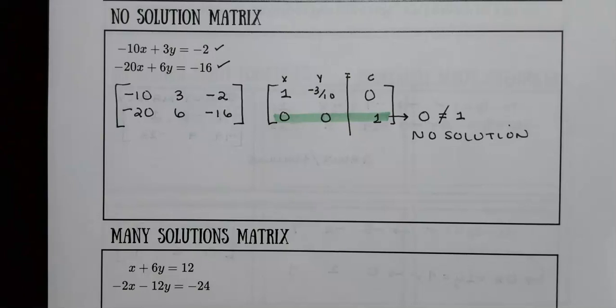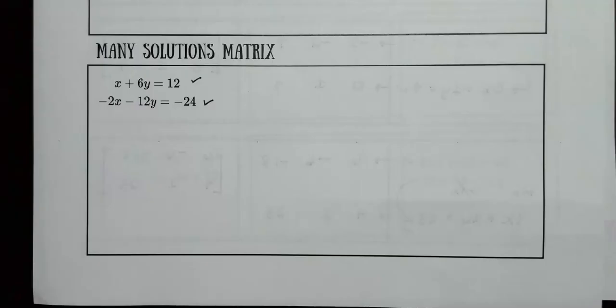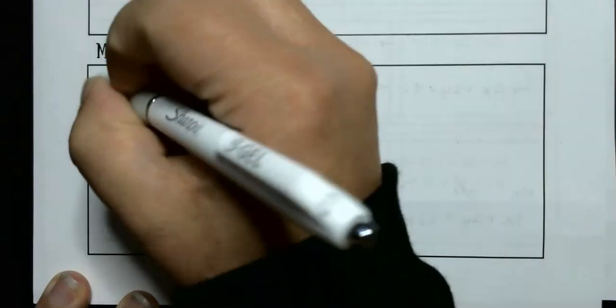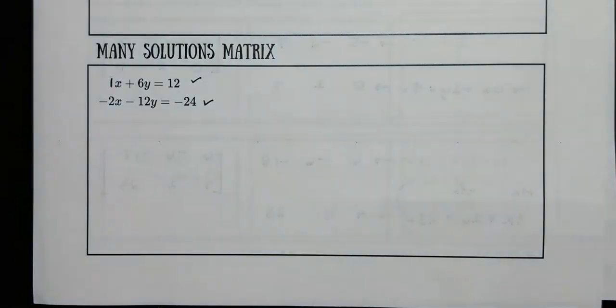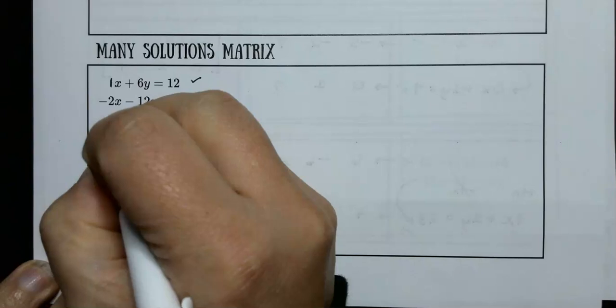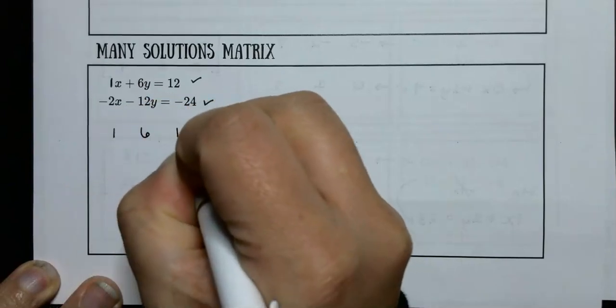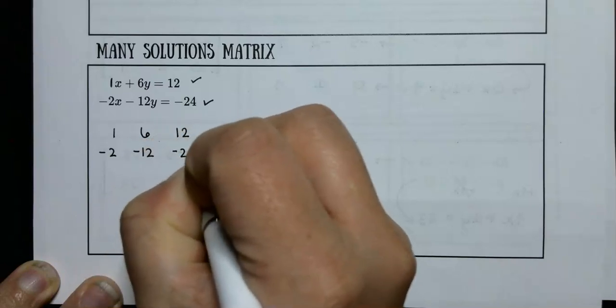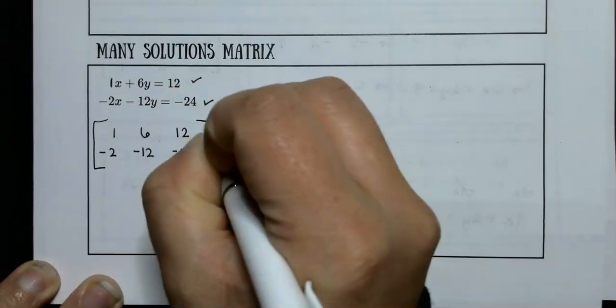Let me show you. All right, as you can tell, our many solution has 2 equations, both in standard form. Now the only thing that I'm going to fix before I start writing my matrix and typing it into the calculator is that they're both in standard form, but the x does not have a number. So I'm going to go ahead and give it a 1 so we can then put it into the matrix. So for this one we have 1, 6, 12, -2, -12, -24. And this is my matrix.